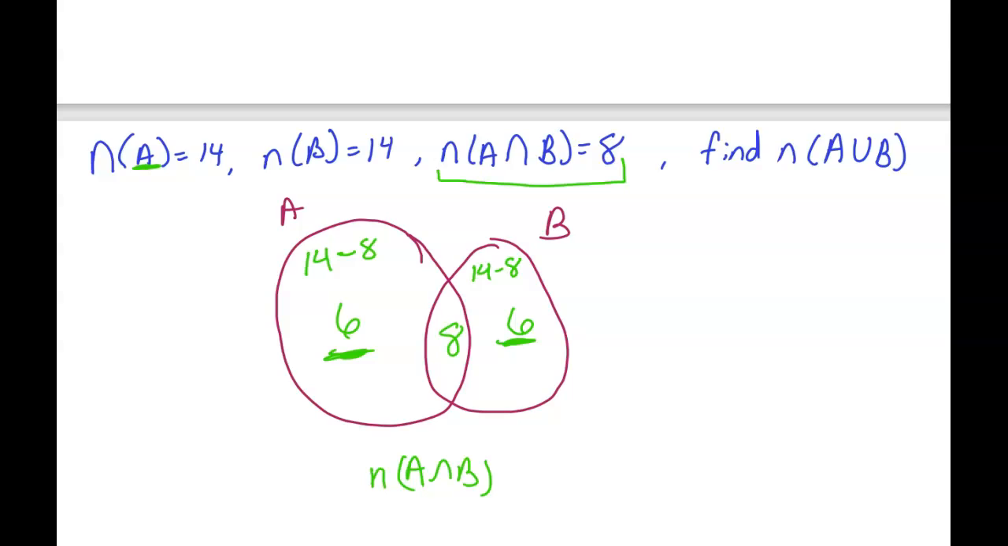Now, when I want to know how many are in A union B, that means how many total are in either one of these circles put together. So that's going to be 6 plus 8 plus a 6, which will give me a total of 20. So when you're looking at these, this right here means everything added up in that circle. And this is in that little bitty part where they overlap. And this is in all the circles together. Okay?